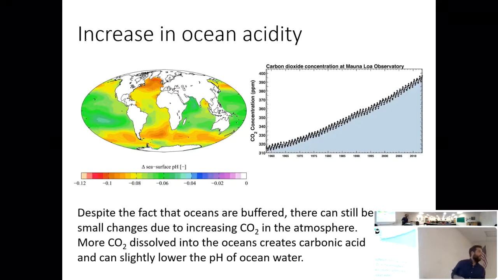So what's that? Near the poles? Is that what I heard? Yeah. So maybe around here in the more polar waters, the South Pole, Southern Ocean and the Northern Arctic Ocean, so that you can see the greatest.